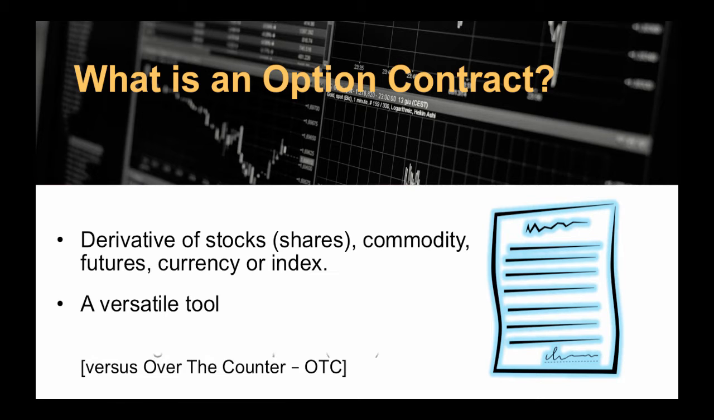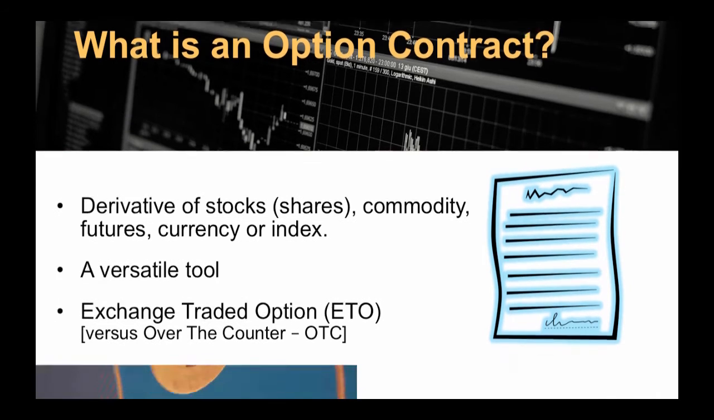Now, there is an exchange-traded option or ETO, and there is an over-the-counter option or OTC. Unless you're an institution or very large player in the markets, you'll be dealing with ETO or exchange-traded options. These contracts are bought and sold through the exchange and with your broker. They are a completely legal investment tool managed and operated by regulated exchanges.